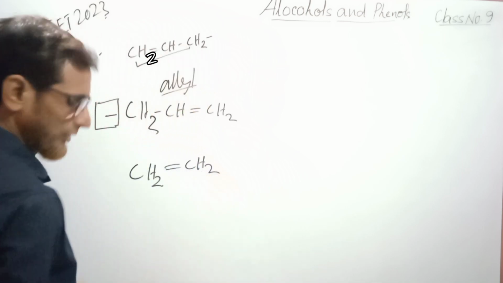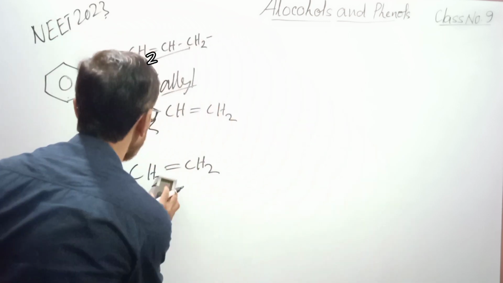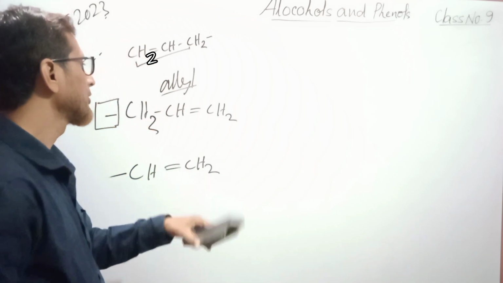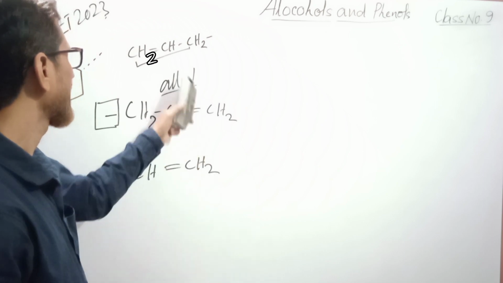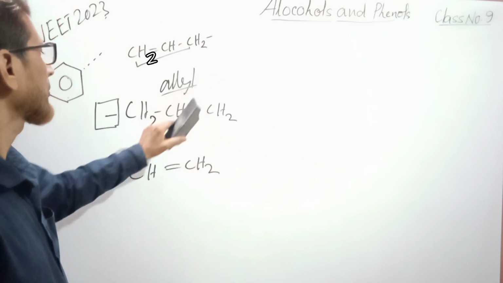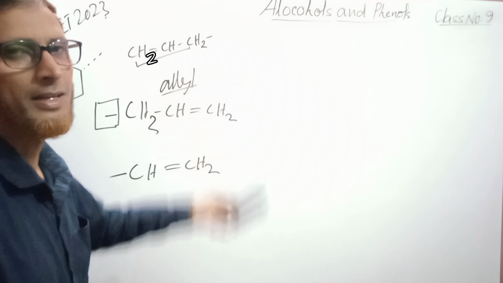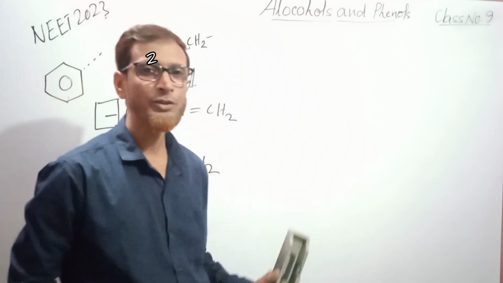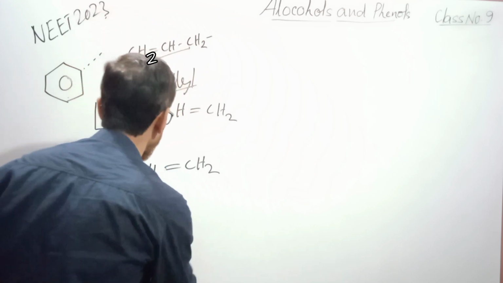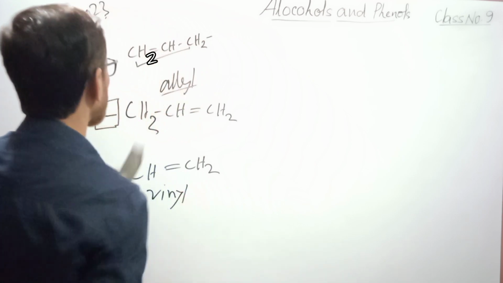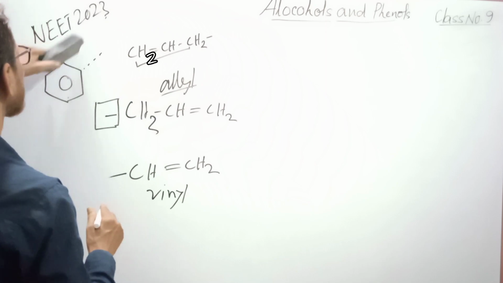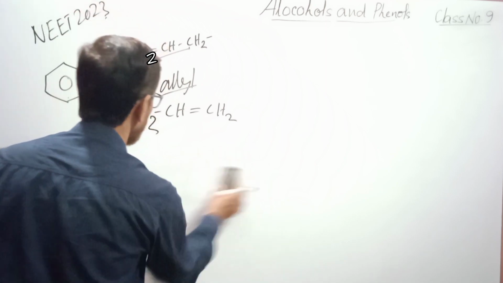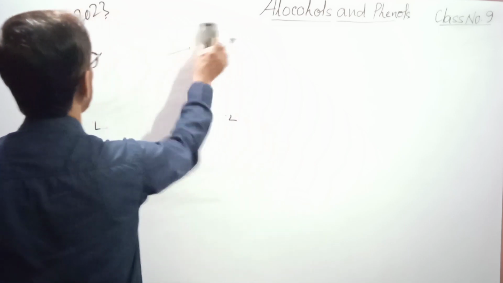ethene. You remove one hydrogen from this and make it a group. This group is called vinyl. So in your life you will not forget what is allyl. You write propene, and from propene you remove one hydrogen, that is allyl. And you write ethene, and from this you remove one hydrogen, that is vinyl. So this is allyl and vinyl. The question comes from here. A very simple question, again from concept.